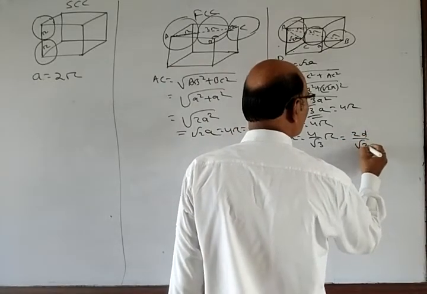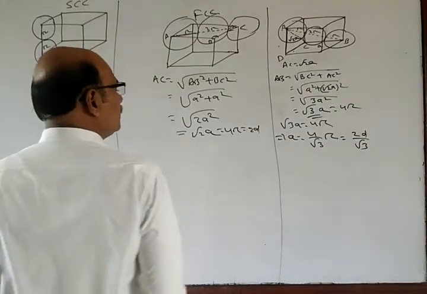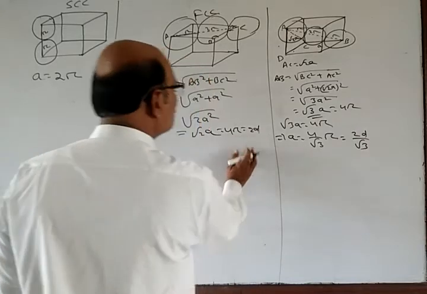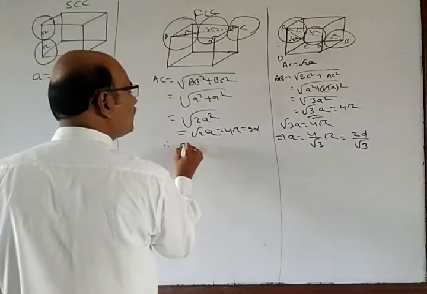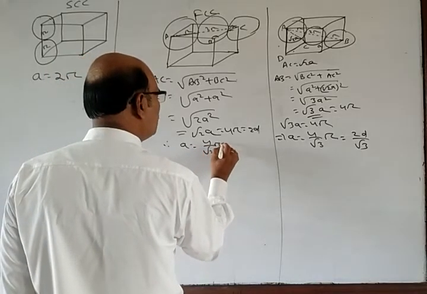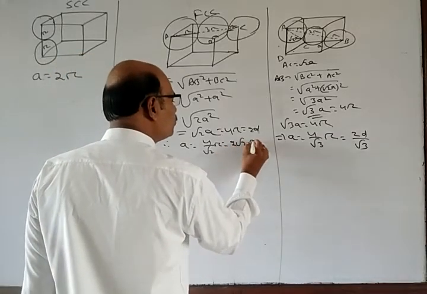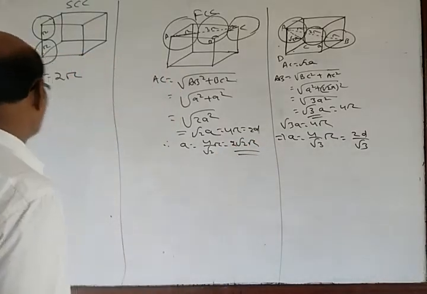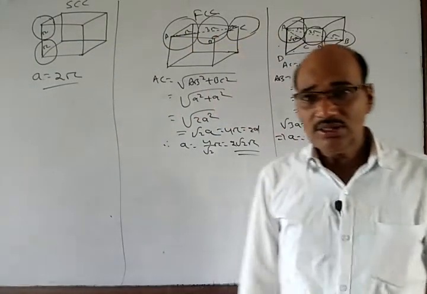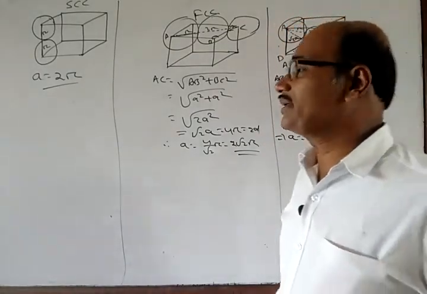2d by root 3. Now here root 2a equals 4r equals 3d. So therefore here also I can write a equals 4 by root 2r, equals 2 root 2r, and here a equals 2r. So now how to calculate the relative occupancy of atoms in the unit cell.